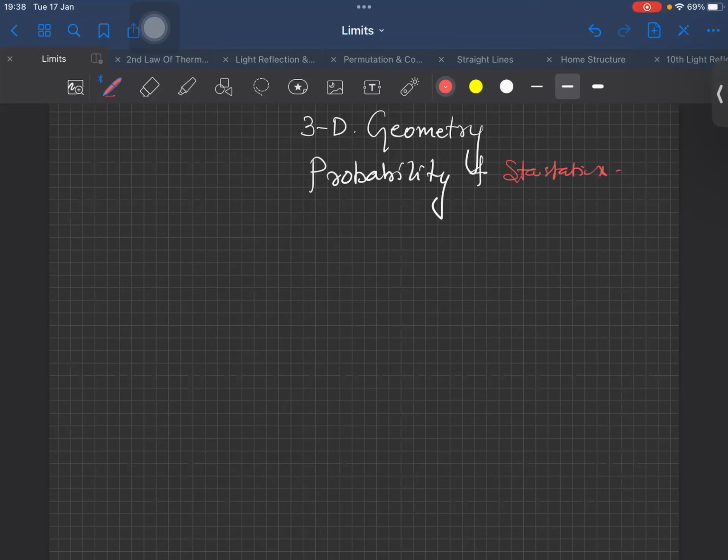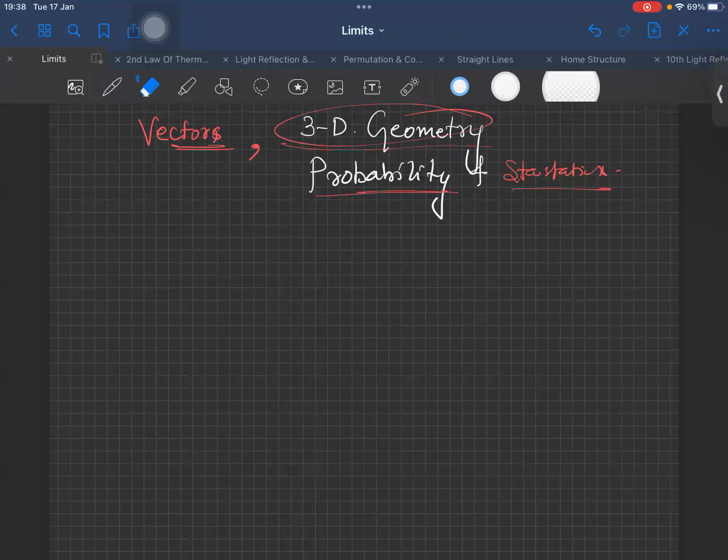Okay, so first we'll do 3D geometry. For that we'll study a few parts of vectors, because vectors and 3D geometry should be the name of the chapter. I don't know why it is not. And then we'll study probability and statistics. There is another topic I can mention, the derivative of a determinant, but maybe you'll study that next year in 12th standard. So let's leave it here.